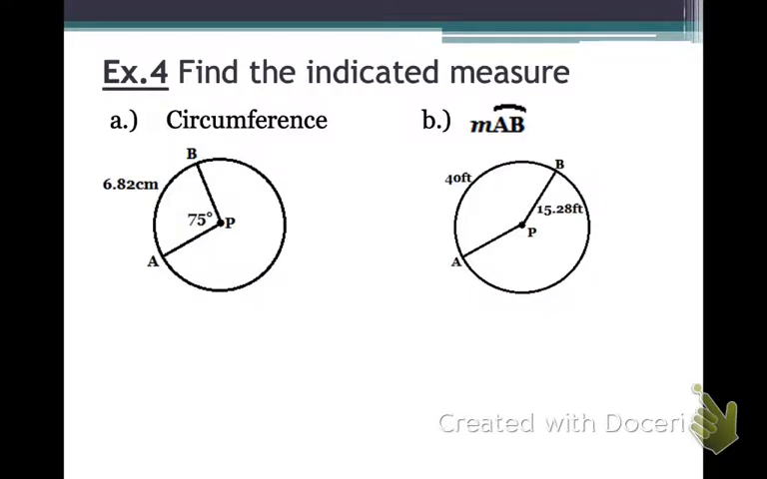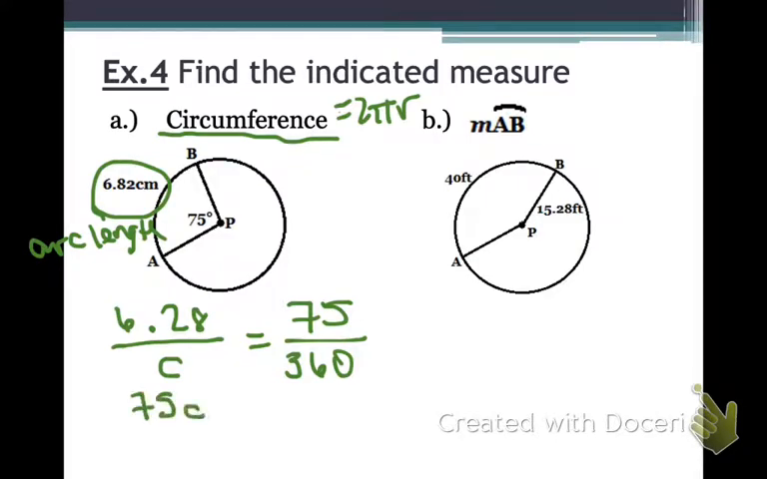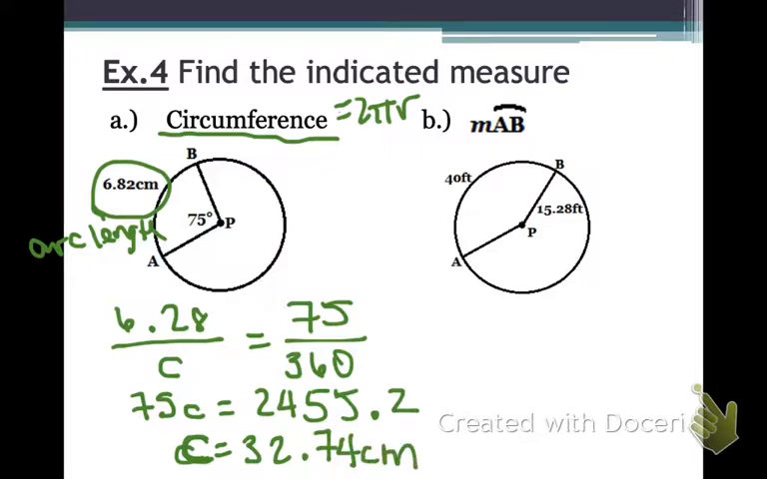All right, now we're going to use the same proportion here. It's just I'm looking for you to find other things. So for example, in this first one, I want you to find the circumference. This number here, the 6.82, that is your arc length. So I already know that, so that's what I'm going to start with in my proportion. Now, we usually put that over 2 pi r, but that is circumference, right? So I'm just going to put C down here. Equals my degree measure, which is 75 over 360. Cross multiply. So you have 75C equals 2,455.2. And then divide by 75. You should get 32.74 centimeters.